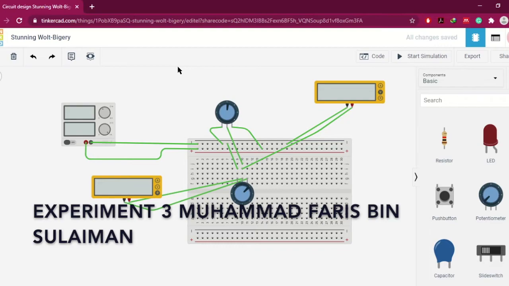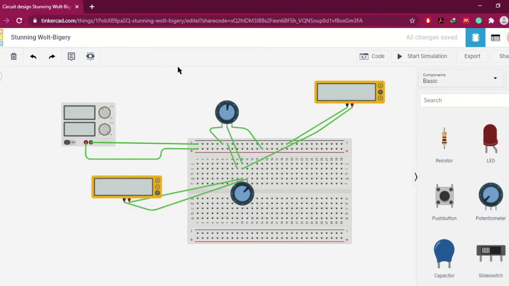Assalamualaikum warahmatullahi wabarakatuh, and a very good day to everyone. My name is Mohd Sulaiman. I'm from group 208 from section 2. Today I'm going to explain and simulate experiment 3 from the experiment linear displacement measurement.